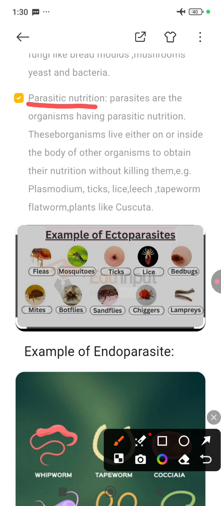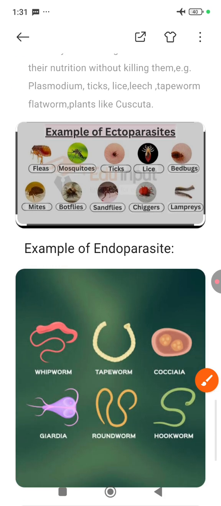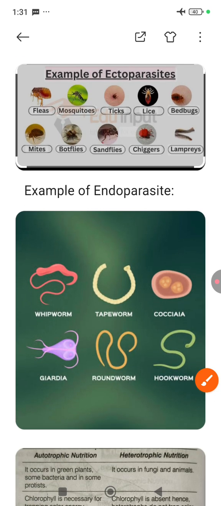Some examples of parasitic mode of nutrition are Plasmodium, the malarial parasite, ticks, lice, leech, tapeworm, flatworm, and Cuscuta, one type of plant. These show the parasitic mode of nutrition. We also know that the parasitic mode of nutrition is of two types. That means there are two types of parasites.